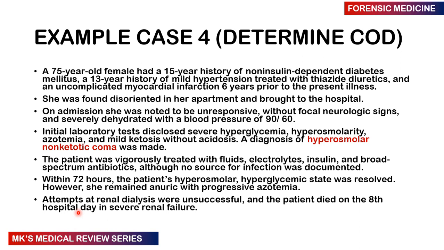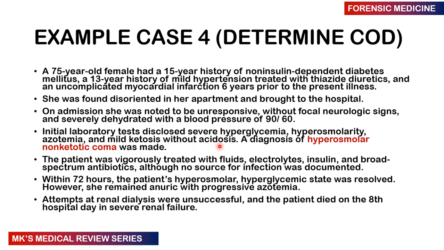A 75-year-old female had a 15-year history of non-insulin dependent diabetes mellitus, a 13-year history of mild hypertension treated with thiazide diuretics, and an uncomplicated myocardial infarction 6 years prior to the present illness. She was found disoriented in her apartment and brought to hospital. On admission, she was noted to be unresponsive, without focal neurological signs, and severely dehydrated with a blood pressure of 90/60. Initial laboratory tests disclosed severe hyperglycemia, hyperosmolarity, azotemia, and mild ketosis without acidosis.